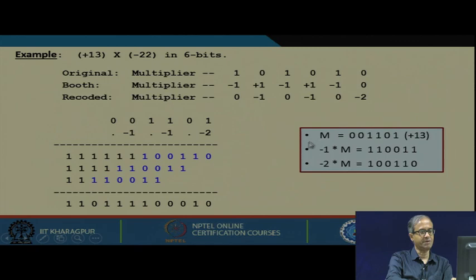So this is what I have said: minus 1 into m means this, minus 2 into m means shift left by 1 position. So a 0 goes in here.